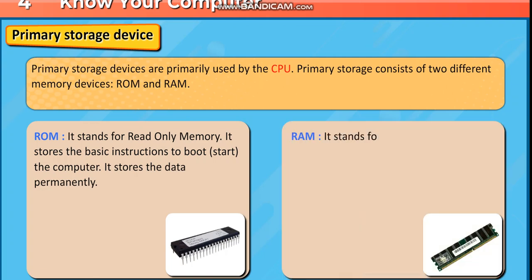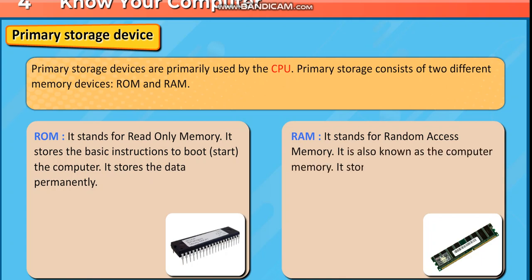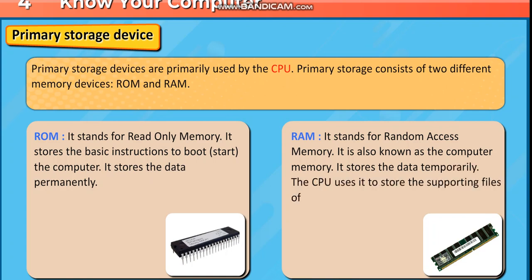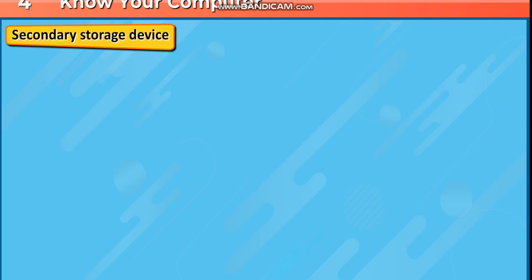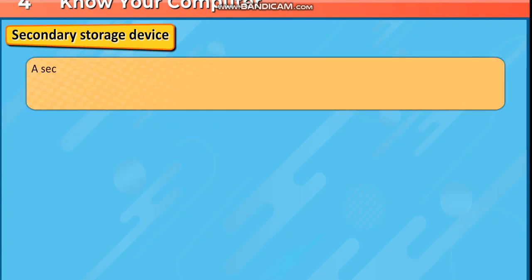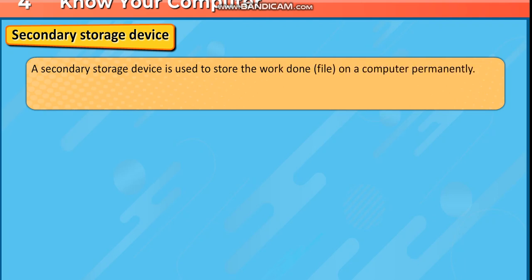RAM. It stands for Random Access Memory. It is also known as the computer memory. It stores the data temporarily. The CPU uses it to store the supporting files of the programs which are currently running on the computer. Secondary storage device. A secondary storage device is used to store the work done file on a computer permanently.